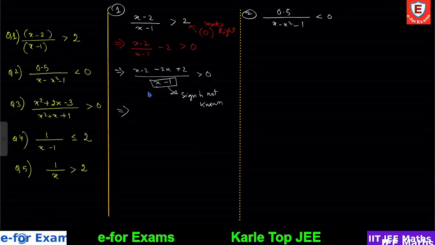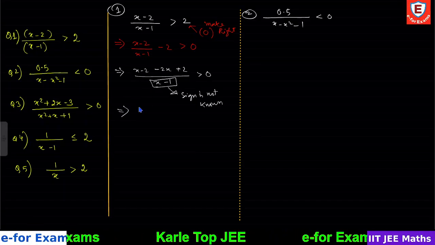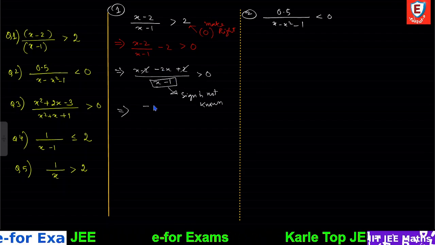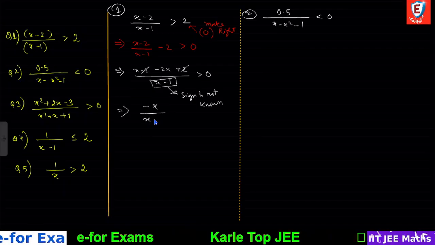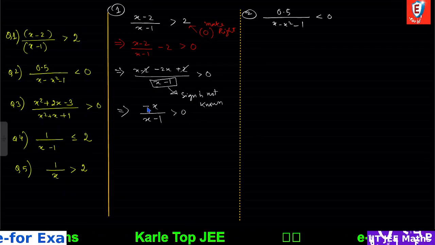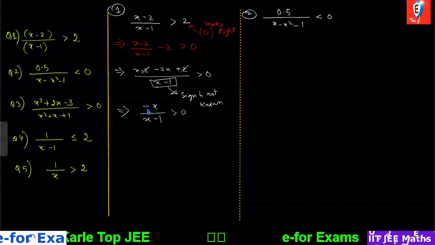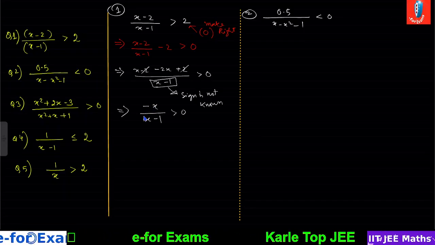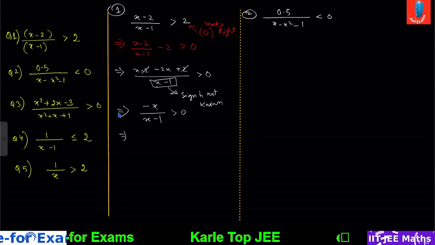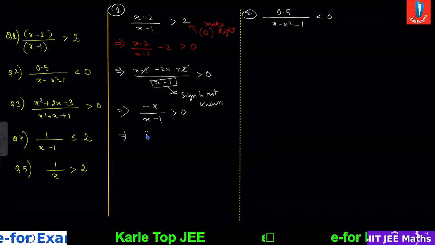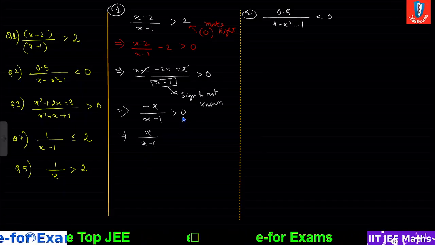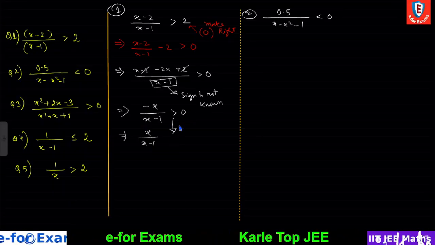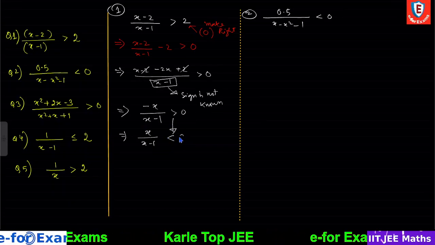The 2 and 2 will be cancelled. 2x and x gives minus x. So minus x by x minus 1 greater than 0. By the rule I told you, always make the coefficient of x positive. So to make it positive, multiply the whole thing by minus. So x by x minus 1, and if I multiply by minus, the inequality sign is changed, so less than 0.